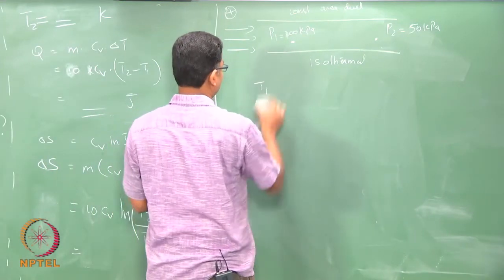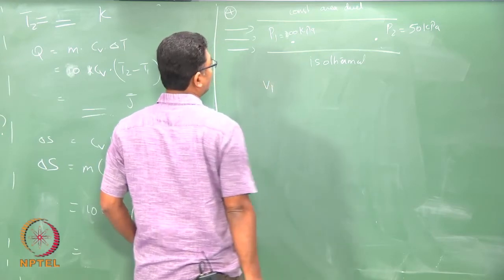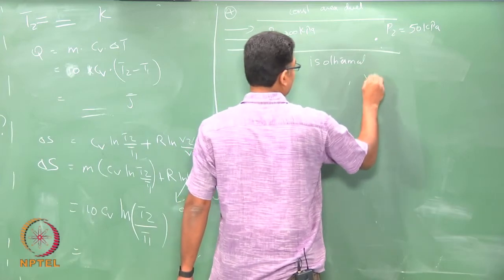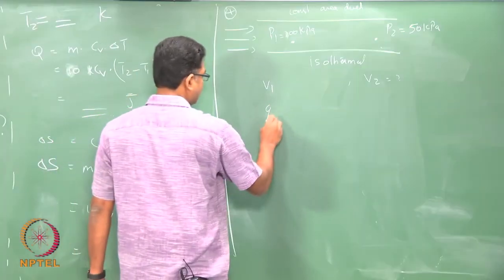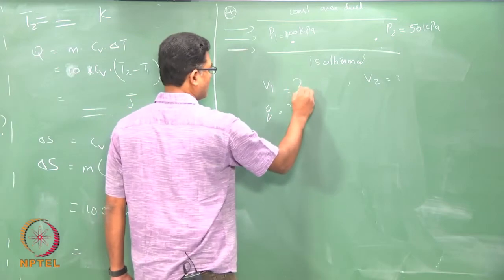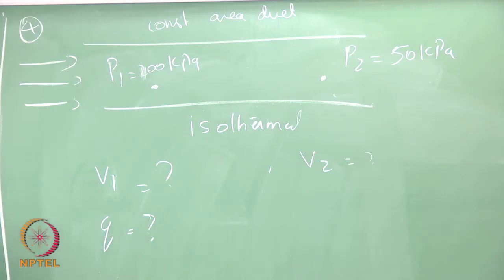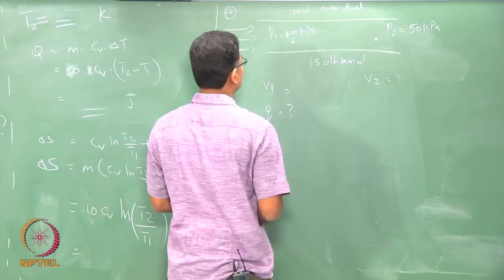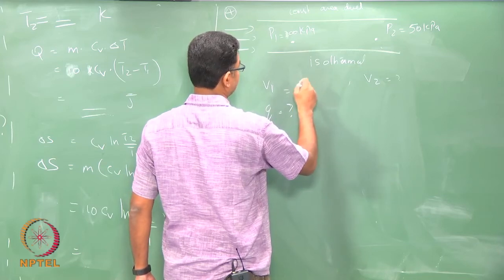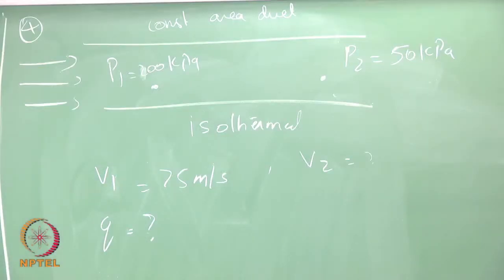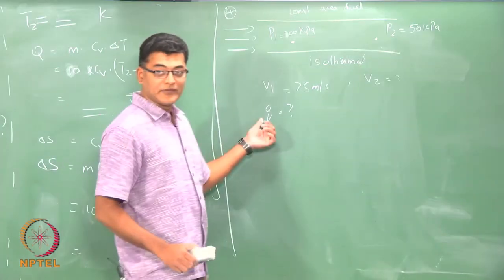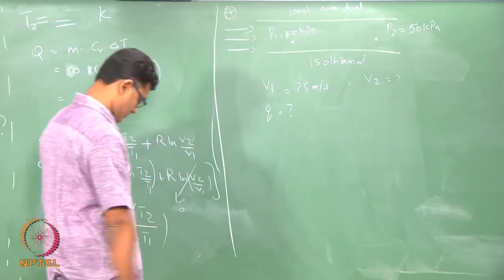What is the velocity at station 1, velocity at station 2, what is the Q change? Let us say, so you apply your energy equation. So, you have one exit and one entrance.